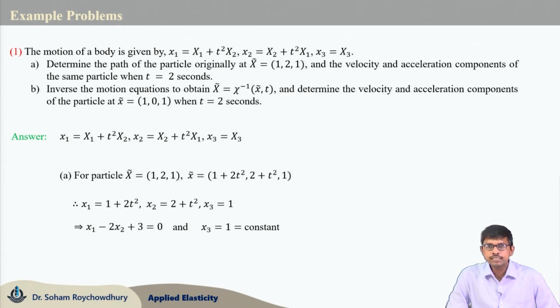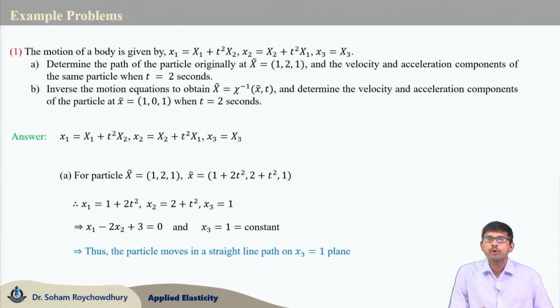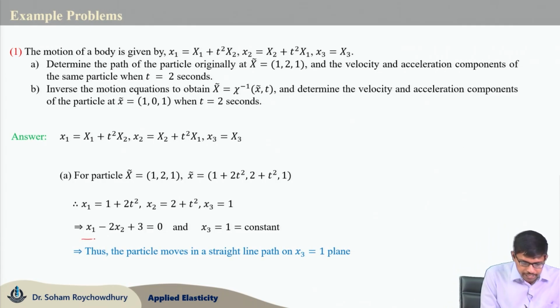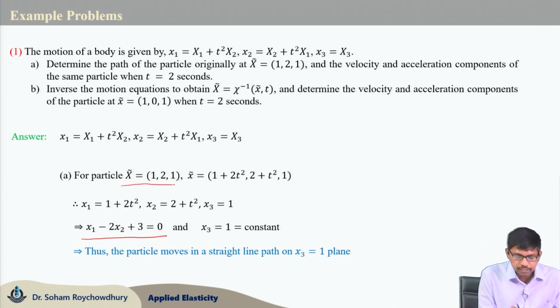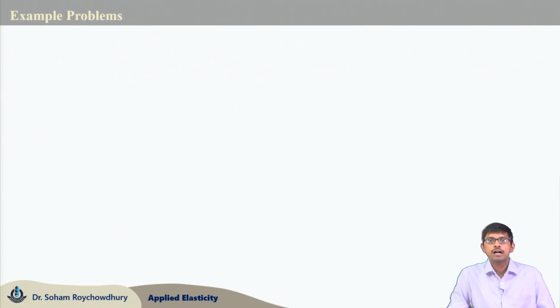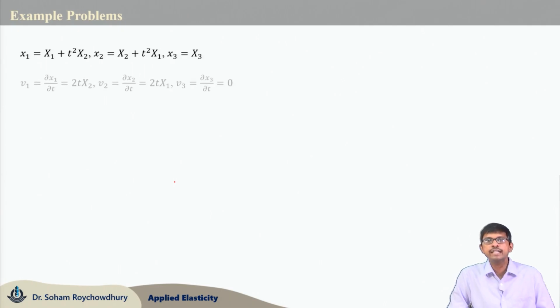Now, this first expression is equation of a straight line, whereas x3 equals to 1 refers to a plane which is parallel to x1 x2 plane at a constant value of x3 equals to 1. So, thus the particle is going to move on a straight line defined by this equation on the plane x3 equals to 1. This is the trace of the particle which was initially located at capital X equals to 1, 2, 1. Now, coming to the velocity and acceleration of that particle at given time t.